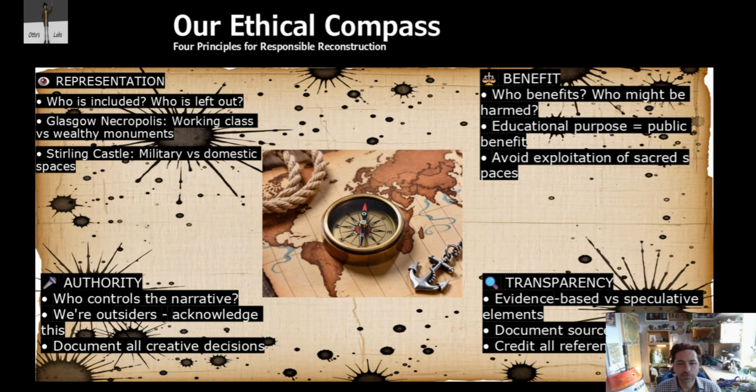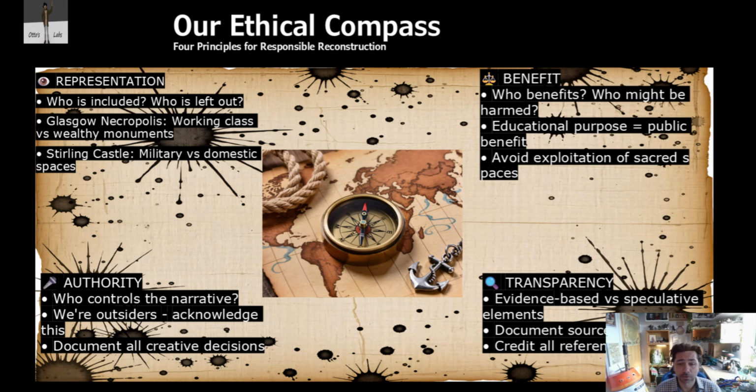Now, in digital reconstruction, ethics is our compass. We follow 4 principles for responsible reconstruction. First of all, representation. Who is included? Who is left out? Think about, for example, the Glasgow Necropolis, which we are going to be working on. It's working class versus wealthy monuments. Or Stirling Castle, which we're going to do a mishmash between Stirling Castle and Necropolis in this tutorial, and in the next few ones. It's a military versus domestic space.